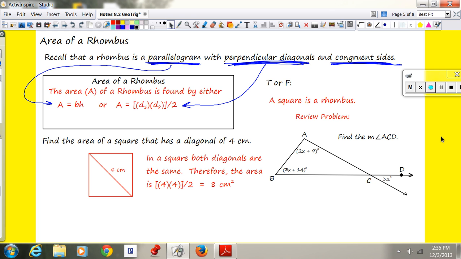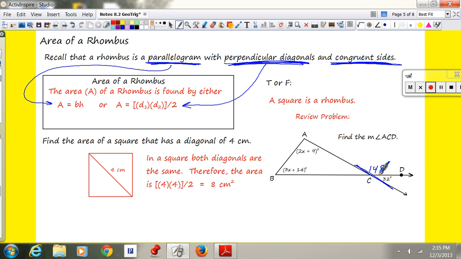What would it be? Good, 148 is correct. How did we get that? How come this is 148 degrees right there? Well, vertical angles would be here or here, but what do we know about this line right here? It's 180 degrees. It's a straight line. Every straight line is 180 degrees.